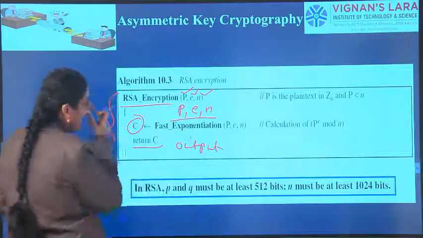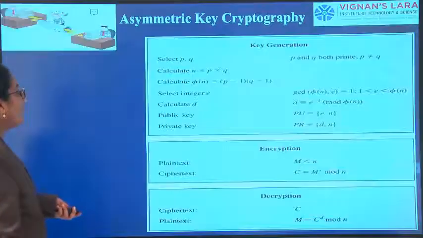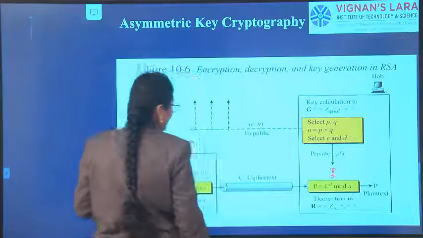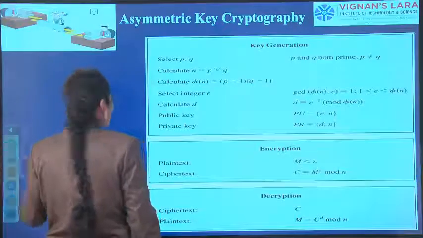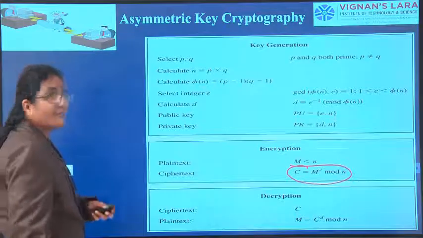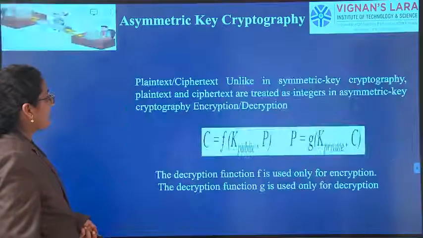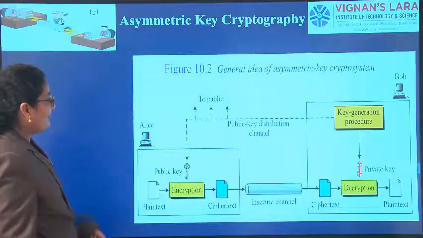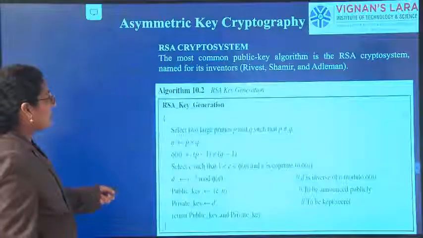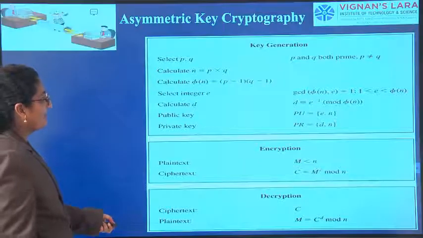So what is the C value? To calculate C value we have the formula. C equal to M power E mod N. So from this diagram we got the formulas. Next we are discussing about RSA algorithm. This is the RSA algorithm and these are the steps in RSA algorithm.